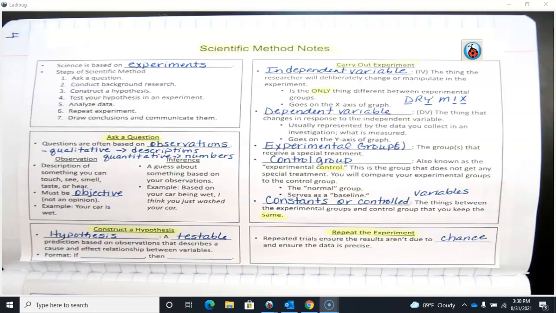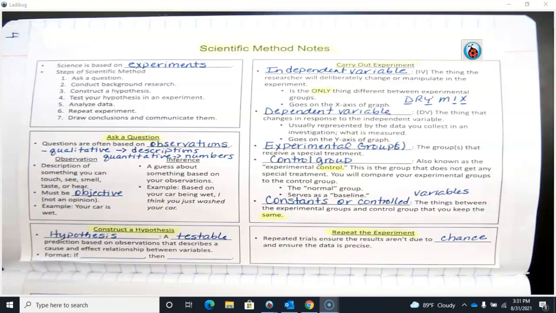Now, everything about your groups should be the same except for that one independent variable. All the factors that are the same between the groups are going to be called constants or controlled variables. So the things between the experimental groups and the control group that you keep the same, those are called constants. You also should repeat your experiment. Repeated trials ensure the results aren't due to chance and ensure that the data is precise. Now, these scientific method notes are found on page 4.